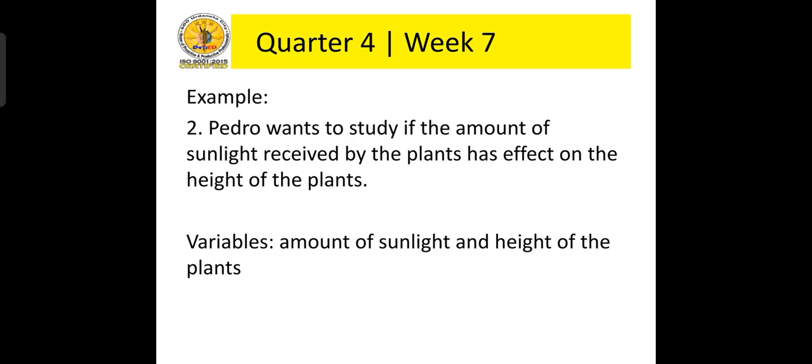Pedro wants to study if the amount of sunlight received by the plants has effect on the height of the plants. So we have the two variables, the amount of sunlight and the height of the plants. So we have a bivariate data.